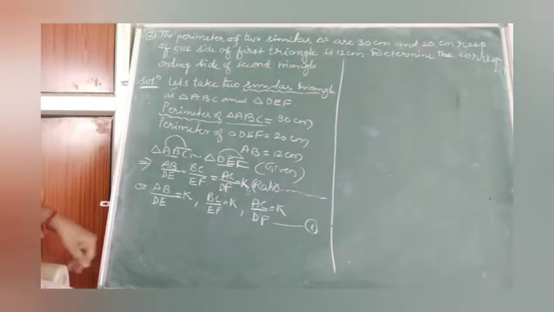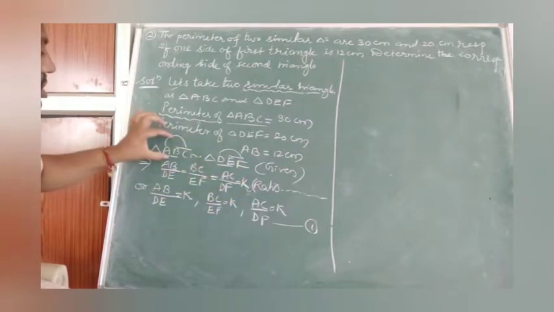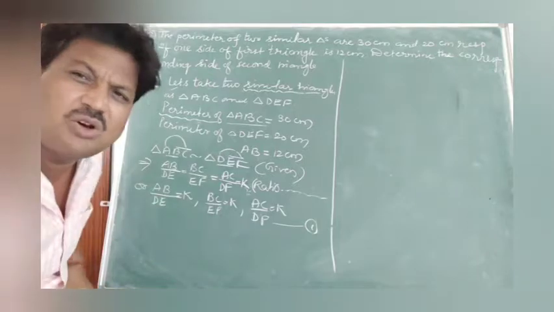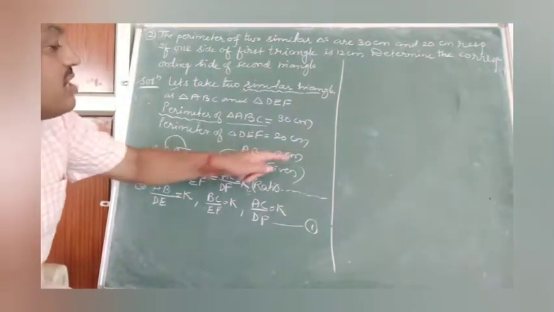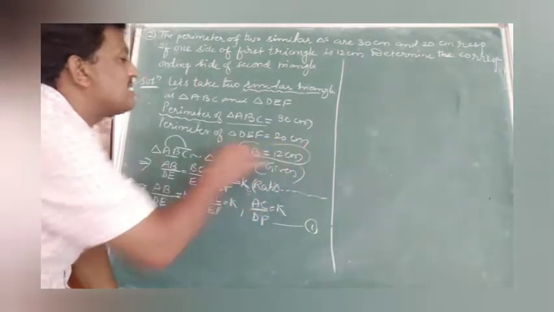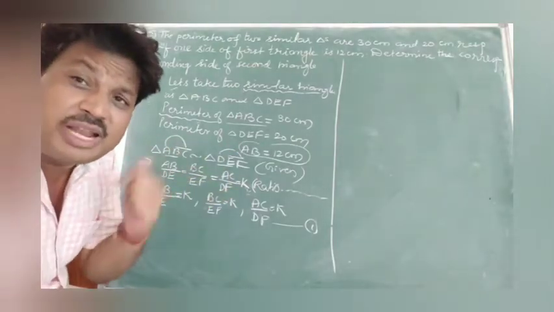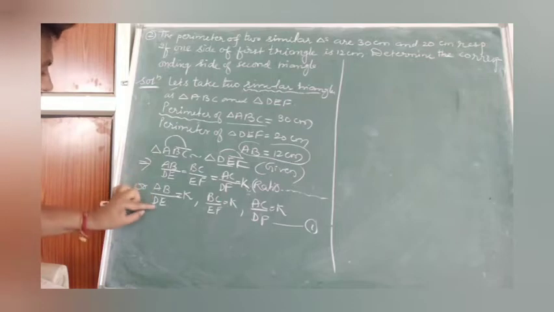Okay children. After that, this similarity concept we used and came up to here. After that there is no more chance because only one side is given. AB side is given. And what is its corresponding side? AB corresponding side is DE.